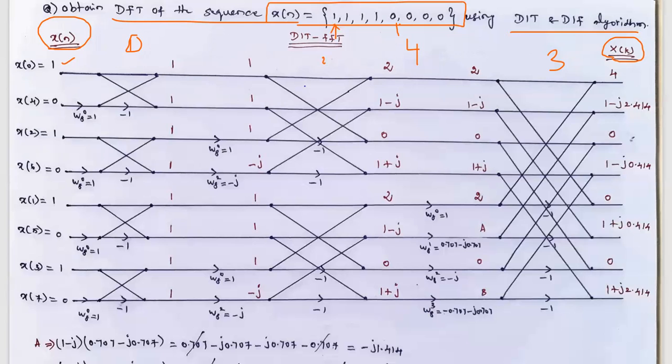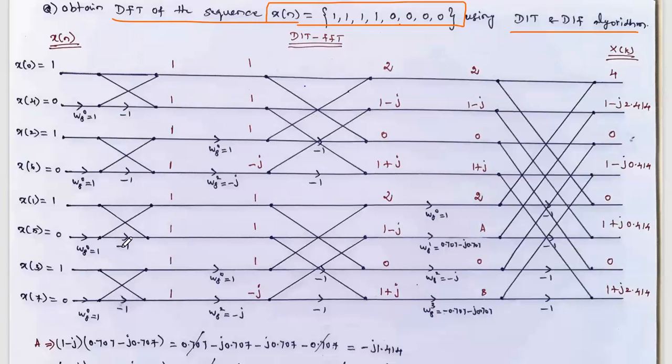So we have to give the input in the correct way. Then only the problem will be correct. If in the first step you apply x of n not in bit reversed order, then the problem is totally wrong. So we have to give the input in bit reversed order only. Then the first step is to find the output of the first stage.